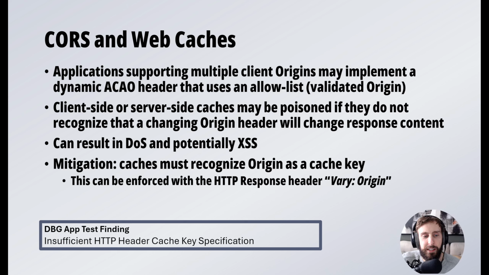So the mitigation to this is that caches should, or rather I should say must, recognize origin as a cache key. The cache should recognize that if the origin varies, they should not serve a response that corresponds to a different origin. The response is tied to that origin, and one way that you can enforce this from the server is by specifying the HTTP response header Vary: Origin, which indicates that responses vary based on the origin. And again, we do have a finding at DBG for this. It is insufficient HTTP header cache key specification, which maybe is one of those that's a little bit harder to find. So FYI for our new folks.